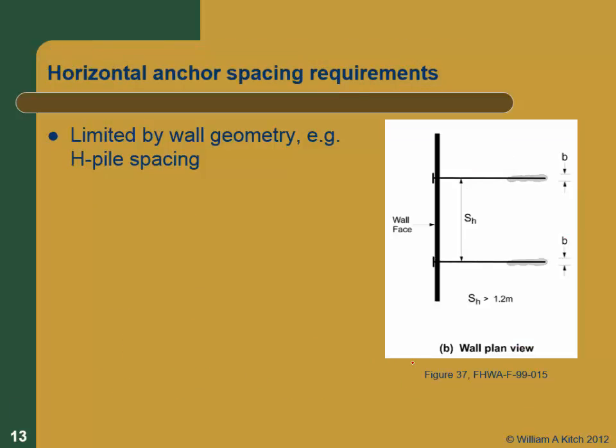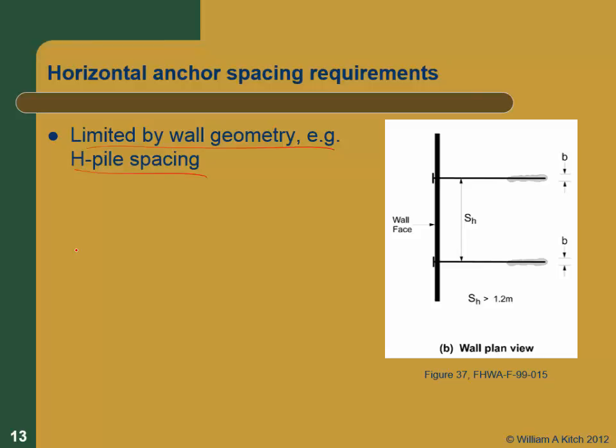All right, so how do we determine the horizontal anchor spacing? Well, it's limited by the wall spacing. If you're using something like H piles, you can't just put anchors any place. There's got to be some location in relationship to how the H piles are. It doesn't have to be exactly equal to the H pile spacing.